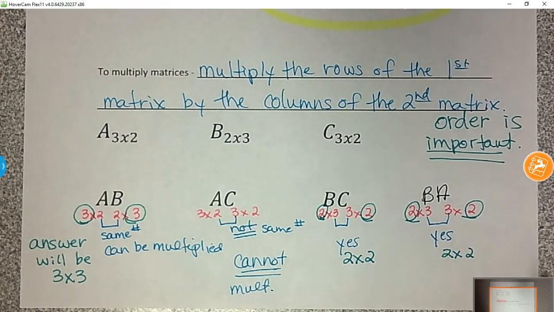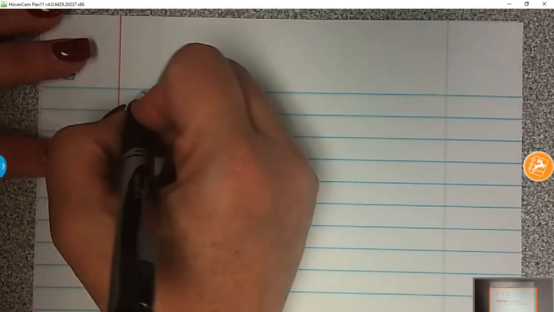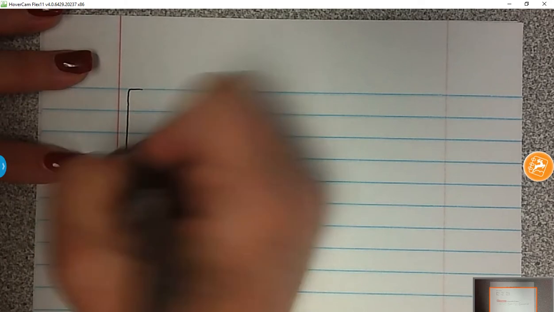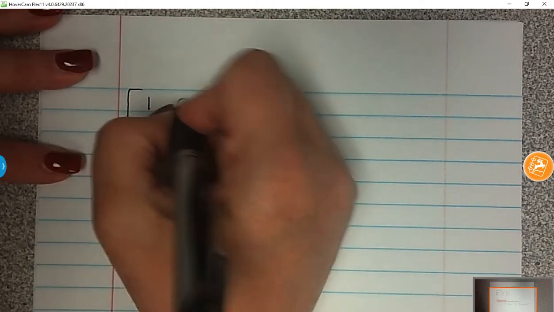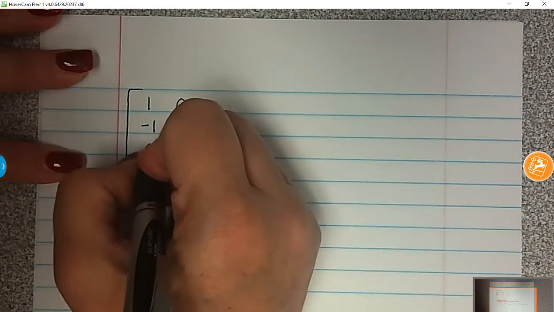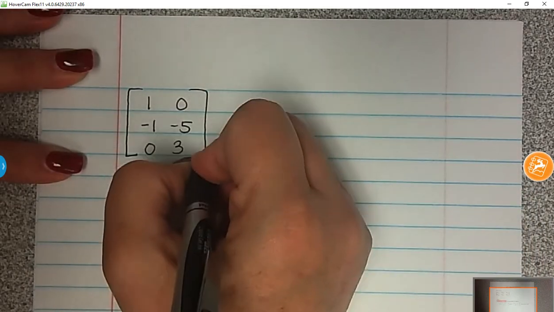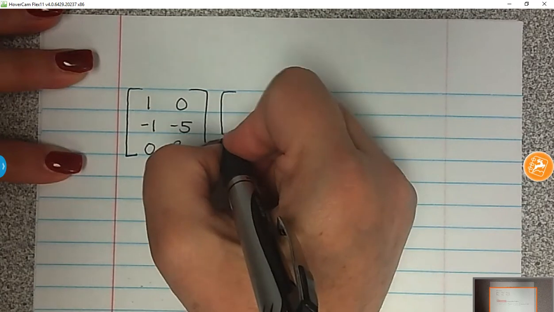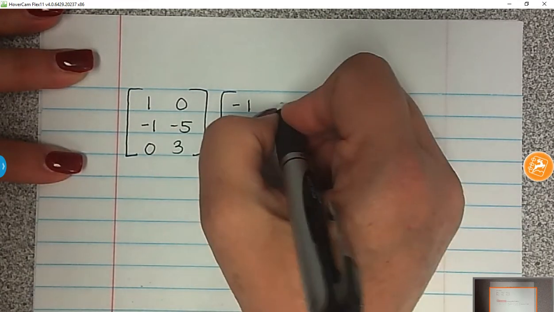So now we're actually going to multiply some matrices. And I do much better with these if they are on lined paper, so I'm going to get some of that and just copy my problems over onto this paper. So the first one we're going to do is this. It is a 3 by 2. It has 3 rows and 2 columns. Multiply that by a 2 by 2.